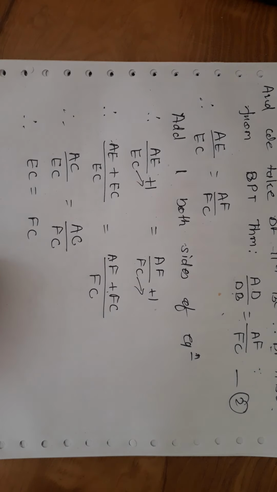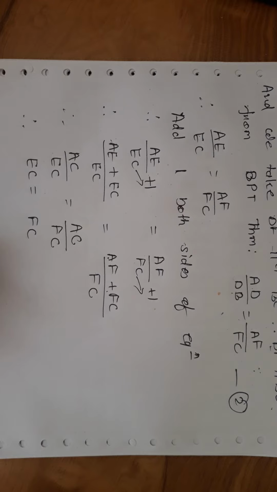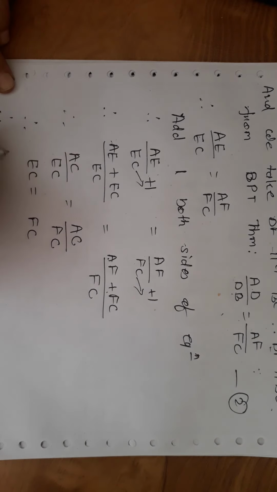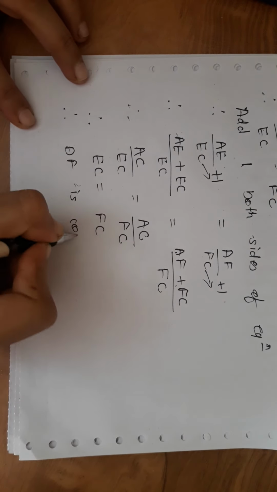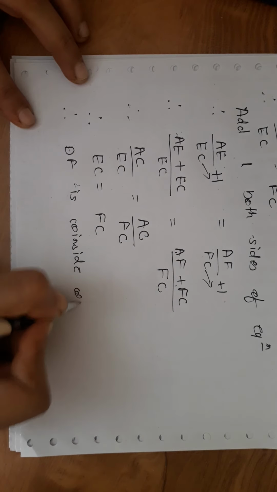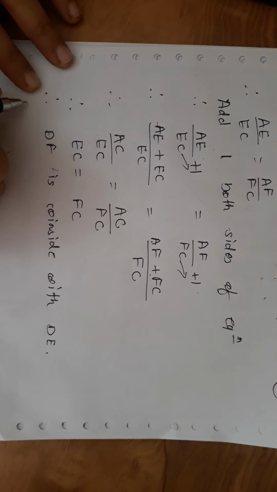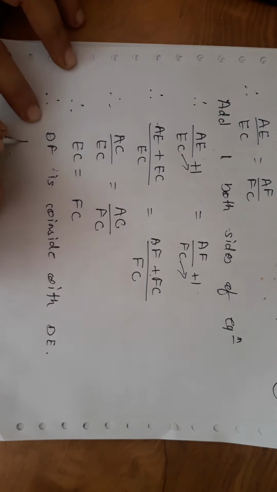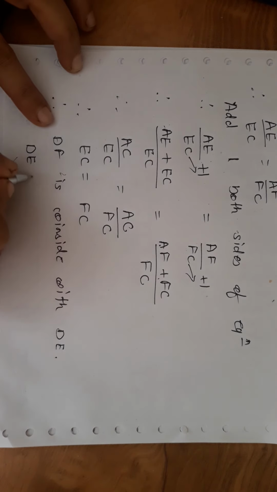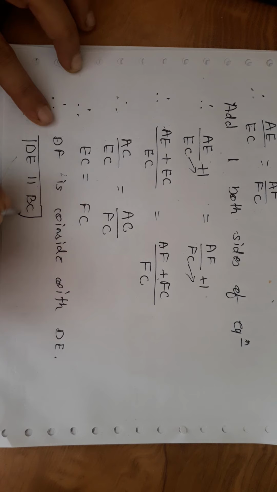So what do we conclude? The points E and F coincide with each other, and therefore DF coincides with DE only. That means there are no two separate points E and F; they are the same point. Therefore we conclude that DE is parallel to BC, and hence proved.